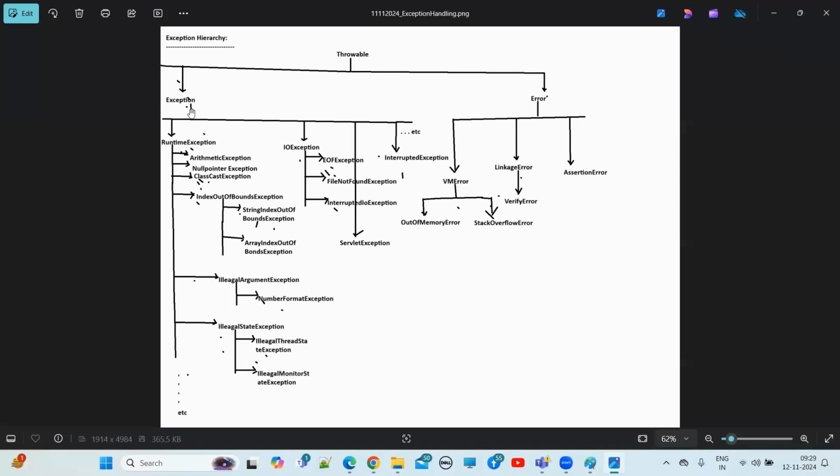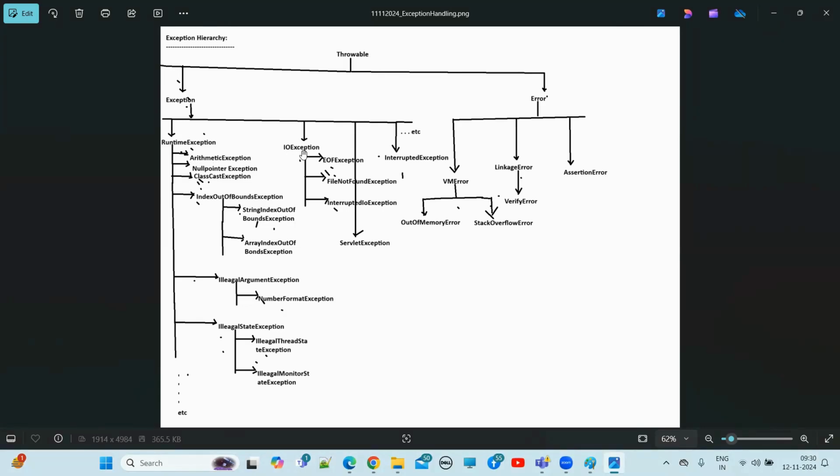So the Exception class is a checked exception, yes, compulsory checking, fine. But the Exception class has 4 child classes. One is RuntimeException. Does RuntimeException come under checked or unchecked? Unchecked. Unchecked means the compiler will not check. The compiler is not checking for RuntimeException.